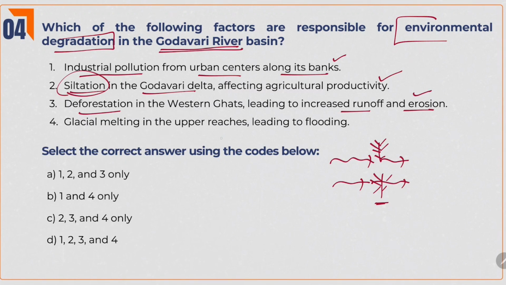Glacial melting in the upper regions leading to flooding. How silly this statement is. Godavari river is in peninsula. We can't see glaciers in peninsula. These glaciers are confined to Himalayas. But Godavari is a peninsular river. This glacial melting leading to flooding is one of the reasons for environmental degradation in case of Himalayan rivers such as Ganga, Yamuna, but not in peninsular rivers. So if we eliminate fourth option, answer is 1, 2 and 3.